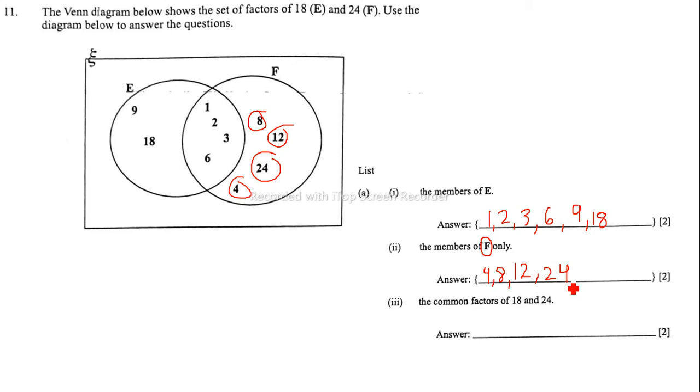All right. Now the common factors of 18 and 24 would be what? 2, 3, 4, and 6. How about 1? 1, 3, 6, 9, and 18. 1, 2, 3, and 6. 6. The ones that are common, right?